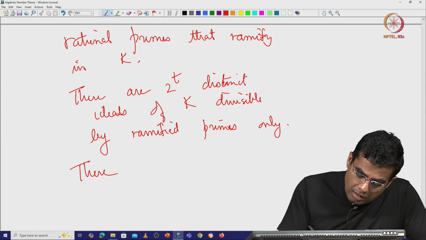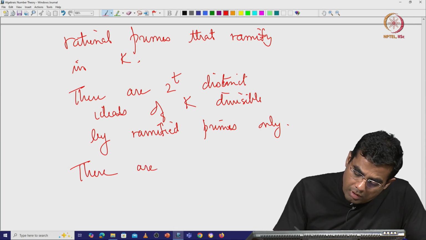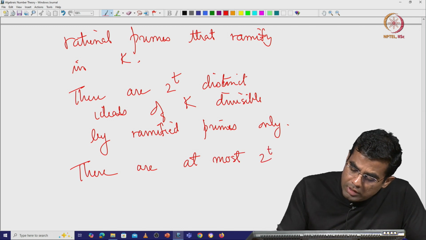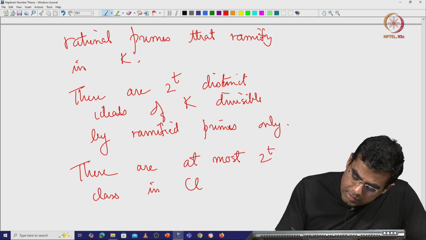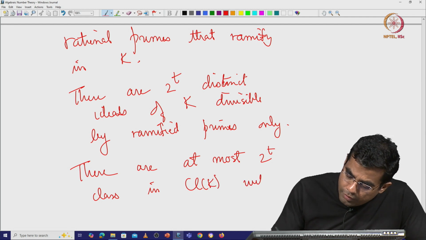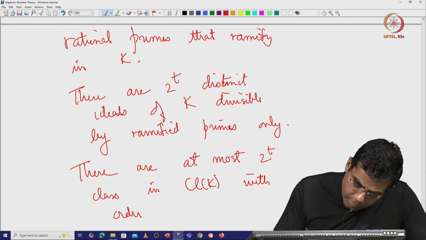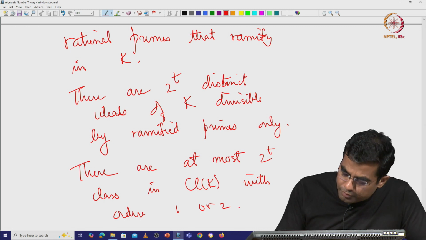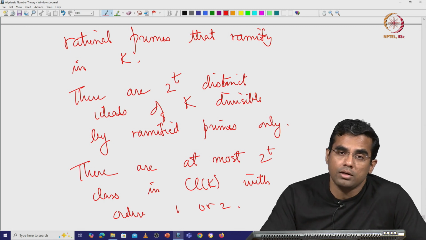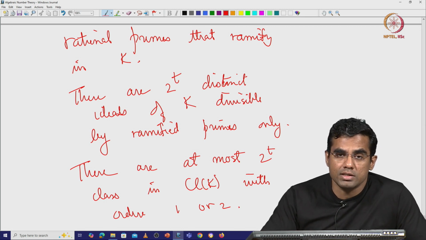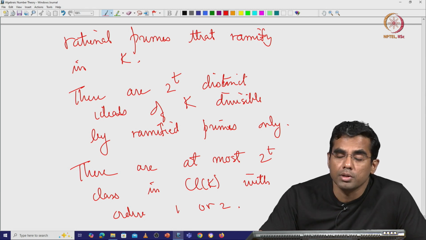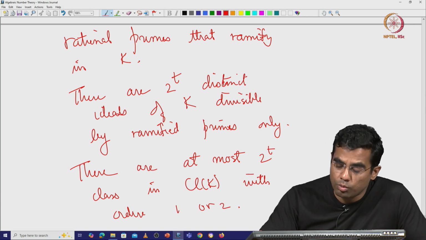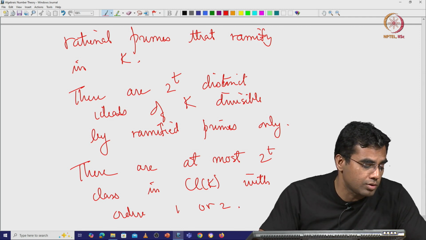So there are at most 2 to the t classes in CL K with order 1 or 2, right. Why not exactly 2 to the t? Well, some of these classes could be the same, right. They could match up, or some of these classes could have order 1. More than one of these classes could have order 1.